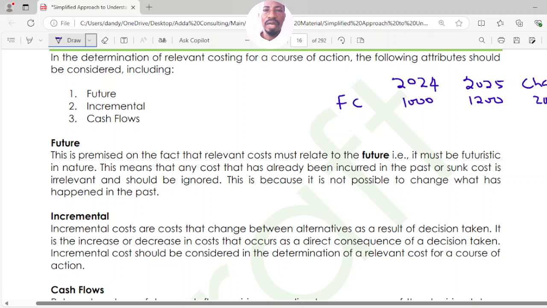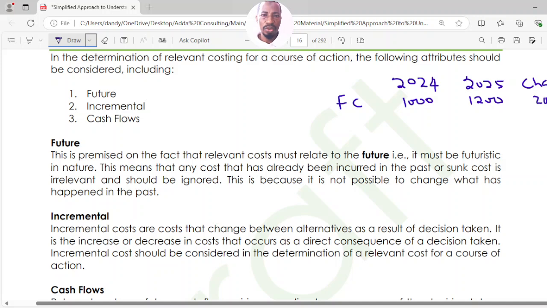All right, then what do you mean by cash flow? Relevant costs are cash flows. They are projected estimates. They are estimated costs. It's not a non-cash item. Non-cash items like depreciation, amortization, or provision are not cash flows. Those costs should be ignored in the determination of relevant costs.